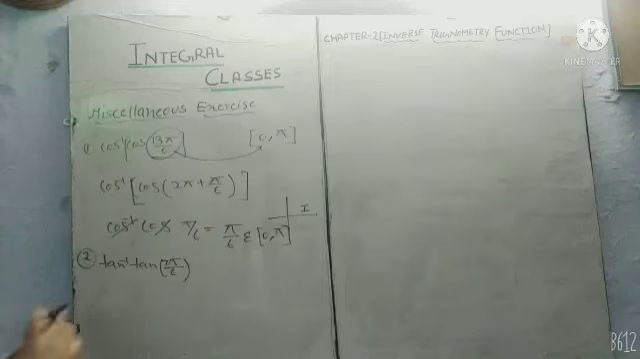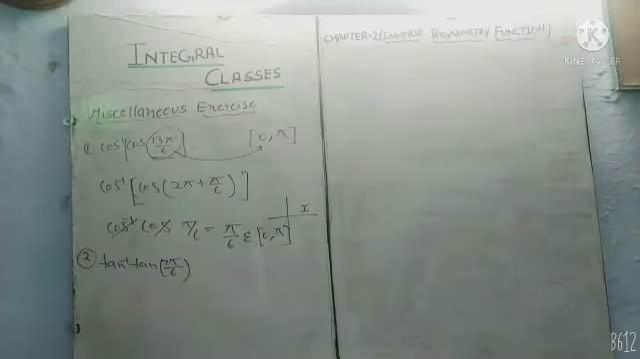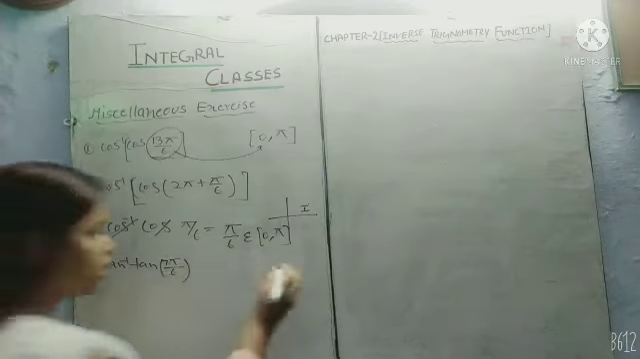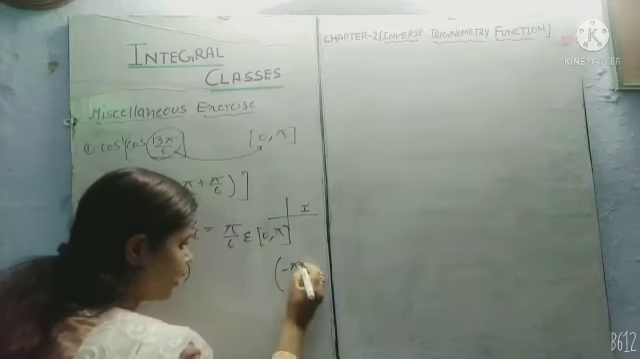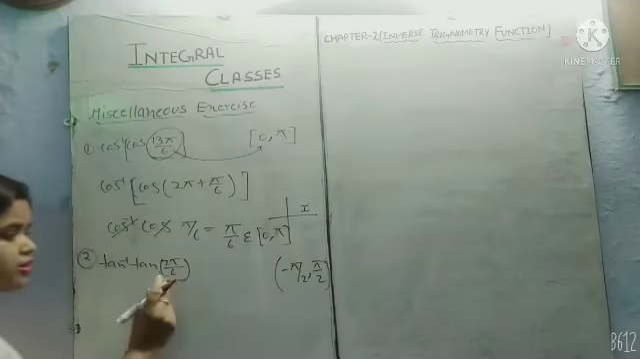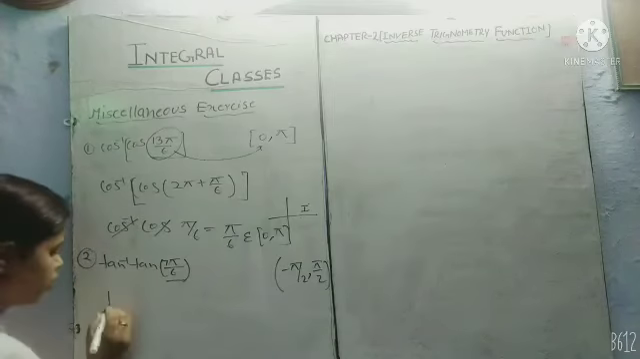Question number 2 is similar to the previous question number 1. We know that the principal value of tan inverse is in the open interval minus pi by 2 to pi by 2. So this angle does not lie in it. So first of all we will change this angle. How can we change it?